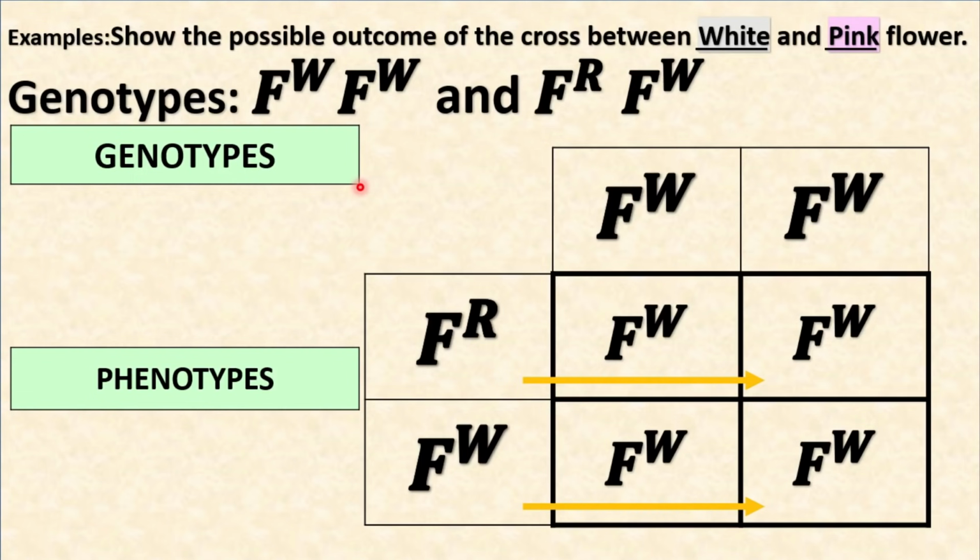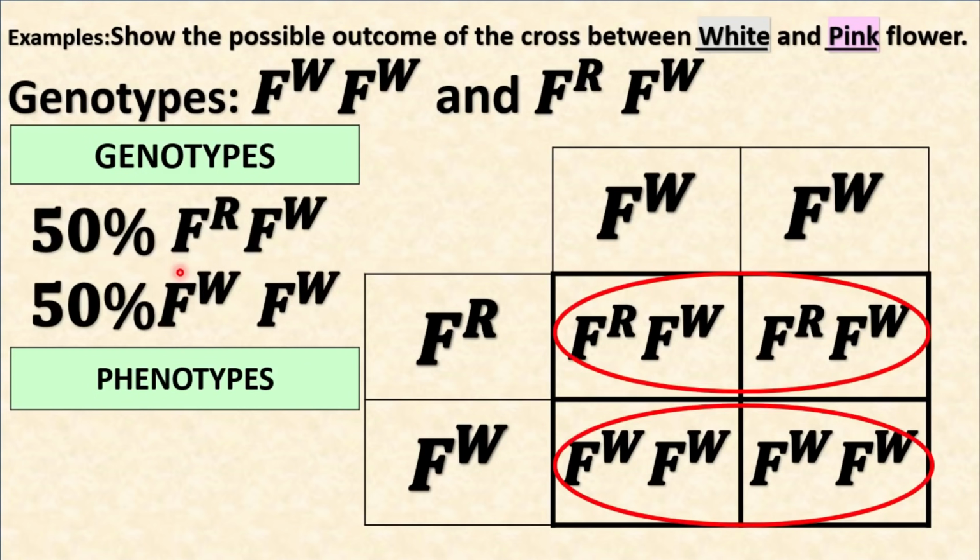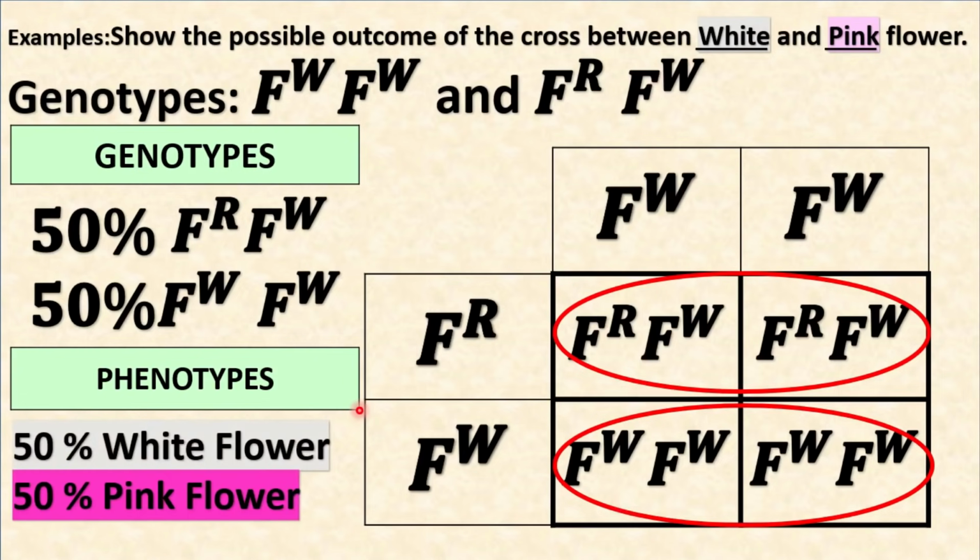Downward and then sideward. So here it is. As you can see, we have here 2 FR-FW and 2 FW-FW. Now let us determine the genotypes and the phenotypes. The genotypes are 50% FR-FW, 50% FW-FW. How about the phenotypes? What is the meaning of FR-FW? That is pink flower. Therefore, we have 50% pink flower. How about FW-FW? It means white flower. That is why our phenotypes are 50% white flower and 50% pink flower.